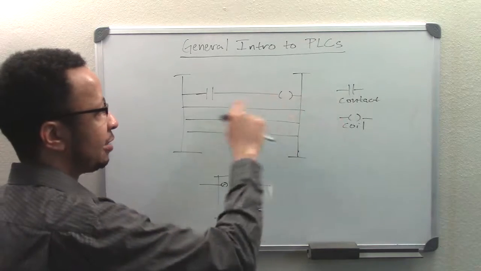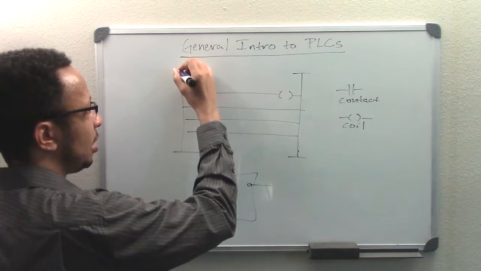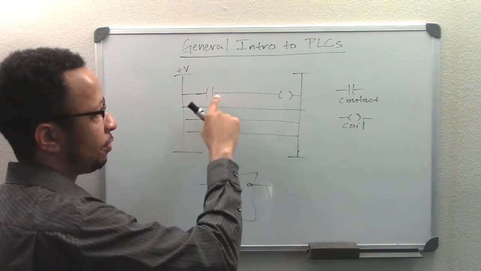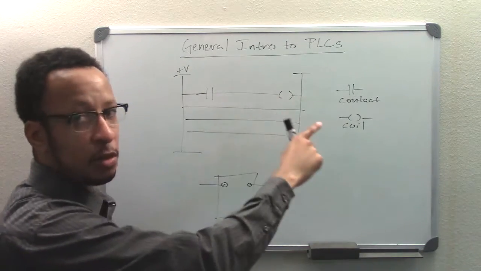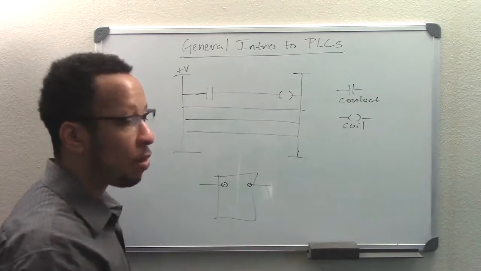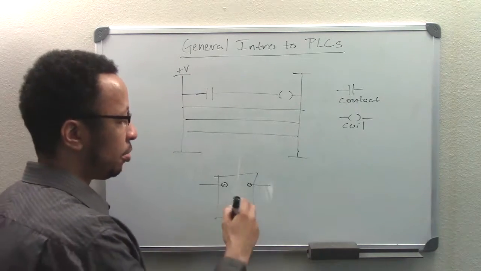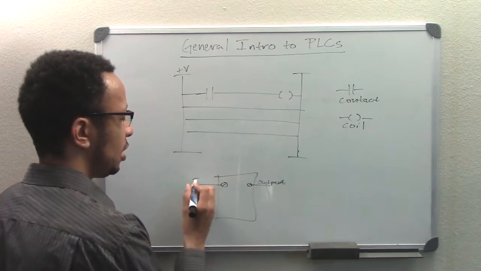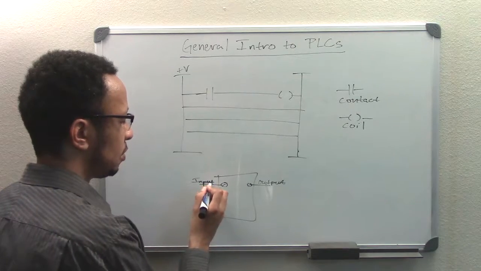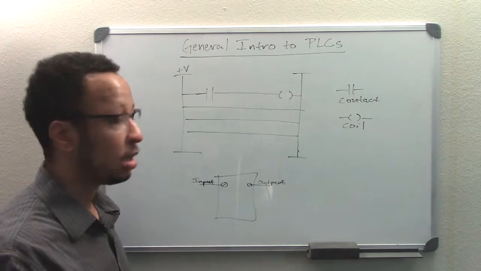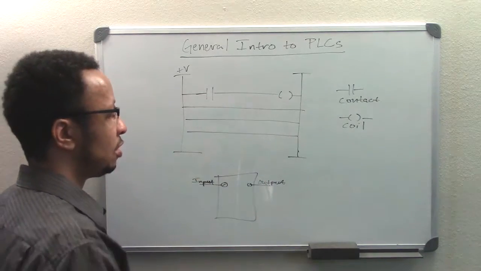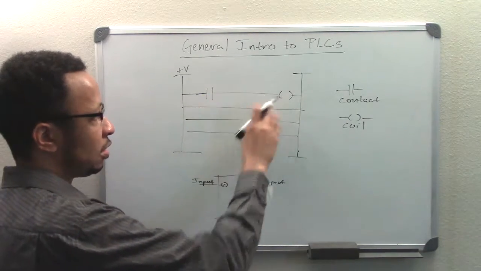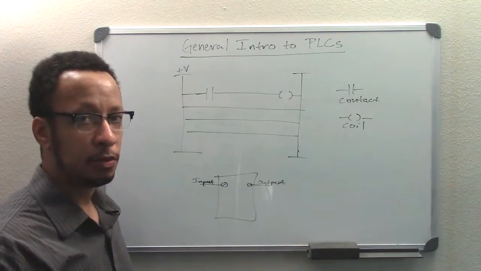So the contact, if that's closed and this is voltage here, the idea is that it'll go through this contact and it will energize this coil. That means the coil is on. Now the coils can be connected to an output. So you have your output over here. This is your input. And the output can be connected to a coil. So as a very basic first program, you can just make a condition like this where you hit a switch and then you get an output.